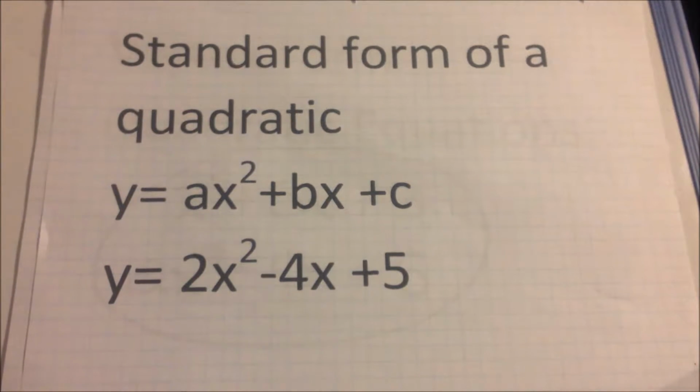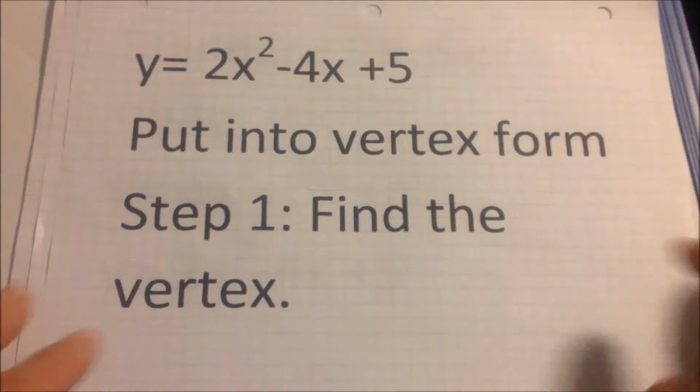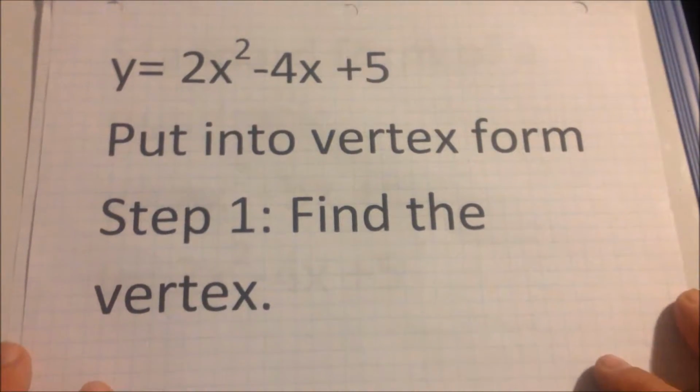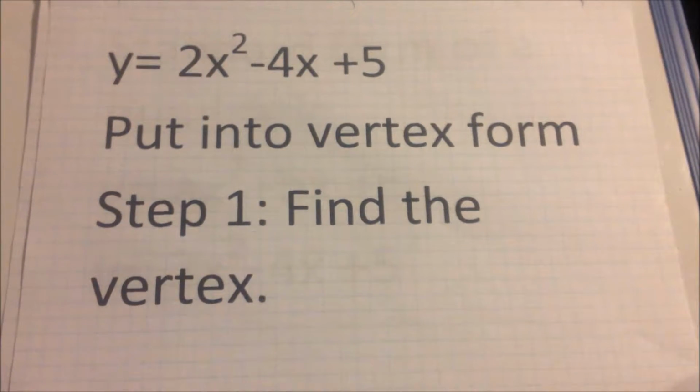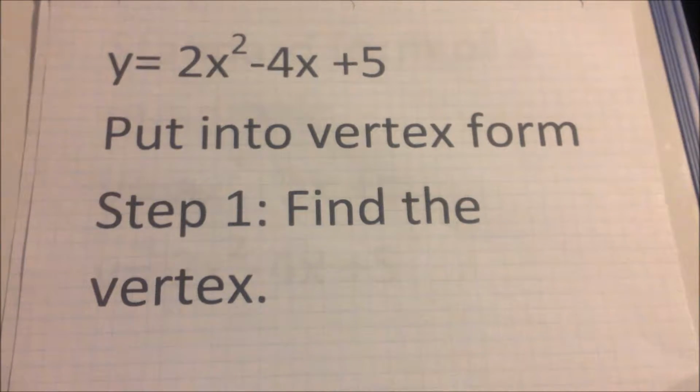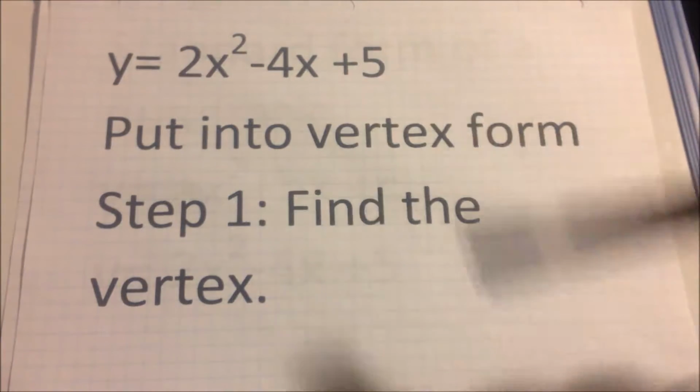So we're going to put this one, y equals 2x squared minus 4x plus 5. That's in standard form. We're going to put it in vertex form. Step 1, find the vertex. So it's very important now to know what we are talking about with the vertex.